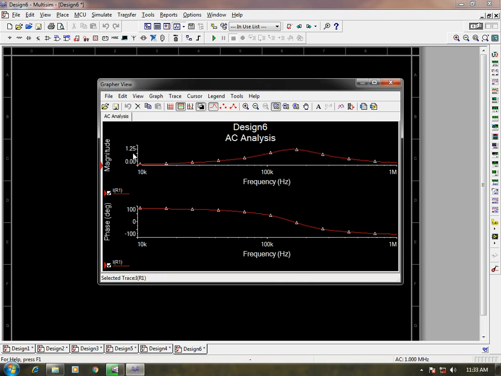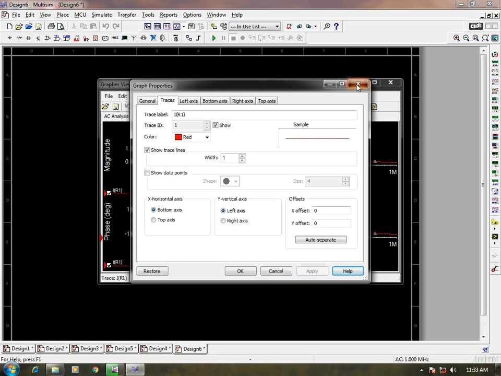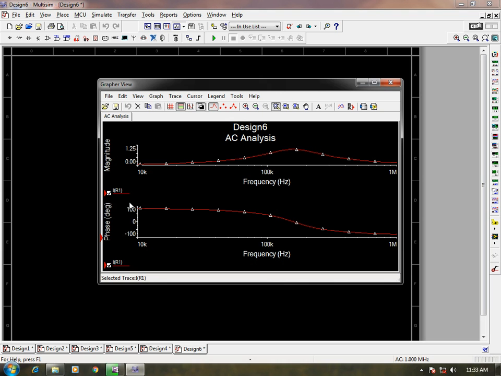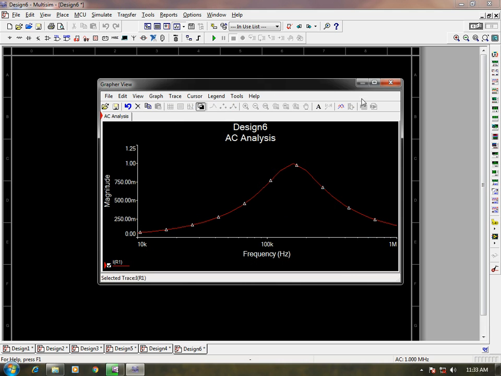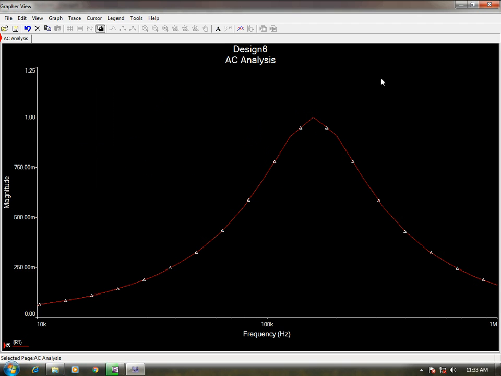You can get the response from here. It is in two parts: one is magnitude, another one is phase. I don't need phase right now, so I'm going to eliminate this. And as you can see, the response is a simple resonance characteristic. To measure the proper resonating frequency, that is the current peak up here, we will simply take the cursor.